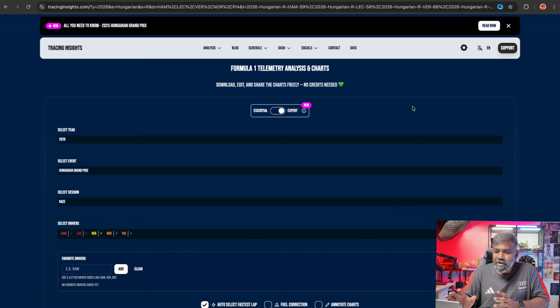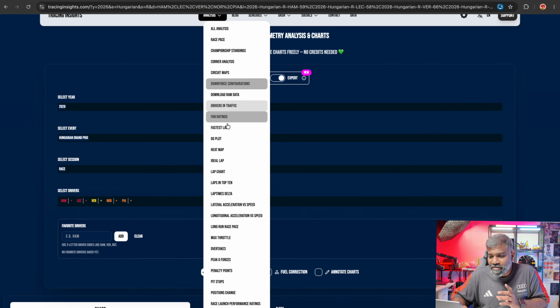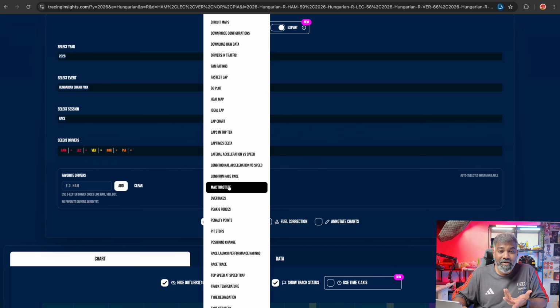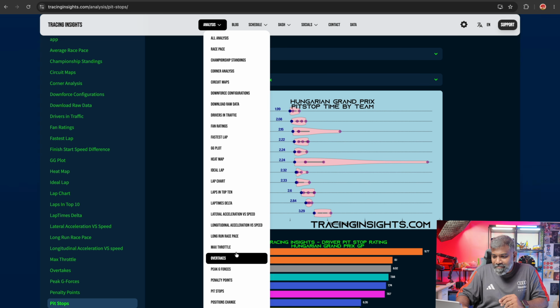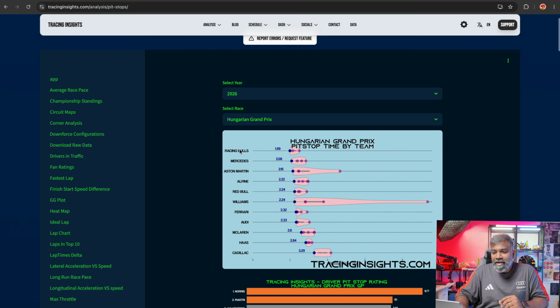Now if you thought this was really cool, let me tell you, this is just one of the many dashboards that is available, right? You get to see downforce configuration ratings, you get to do race pace, you get to see throttles, you get to see overtake data. One of my personal favorites is the pit stop dashboard, and here we have the pit stops for the Hungarian GP, and you know that Racing Bulls set the record for the fastest pit stop this season with 1.99, and this is their entire fastest and the slowest pit stops, right? And you also see Aston Martin had one of the fastest pit stops. They also had one of the slower pit stops as well. We see Williams have one of the slowest pit stops as well.